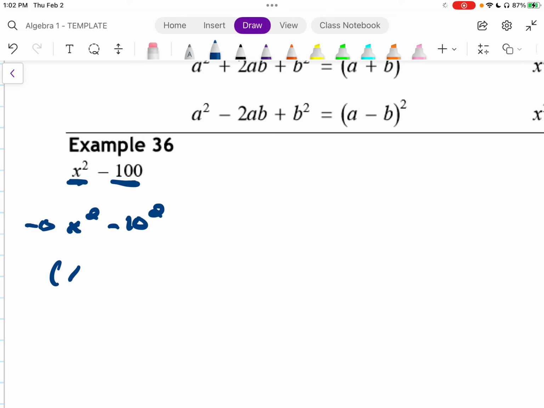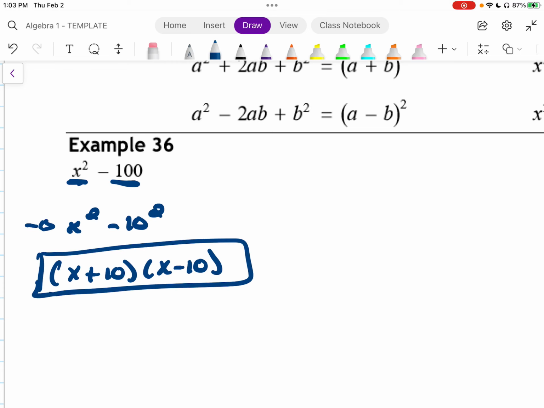This is going to factor to be x plus 10 and then x minus 10. And that's our answer there, right? These two items are conjugates, which means that their middle pieces cancel out. And that's why this one works out the way that it does. If you want to, you can multiply these out to the side, but I'm going to leave that as is.